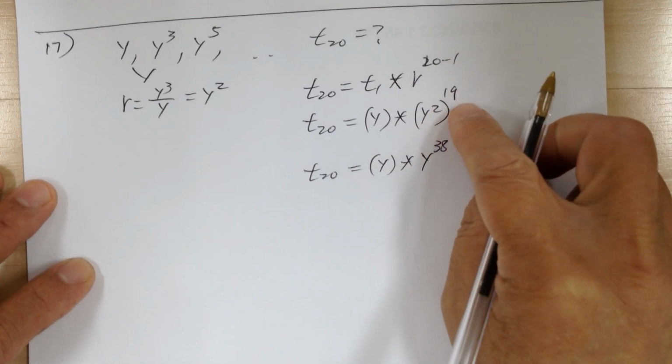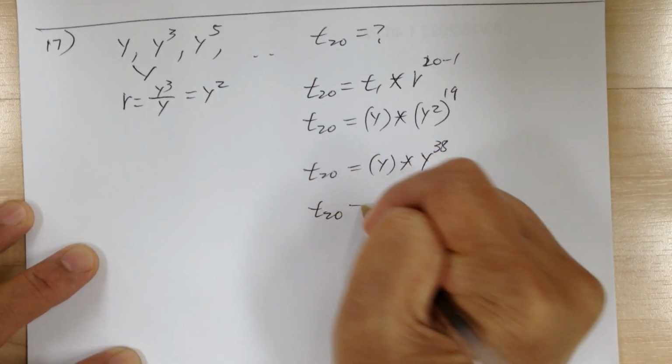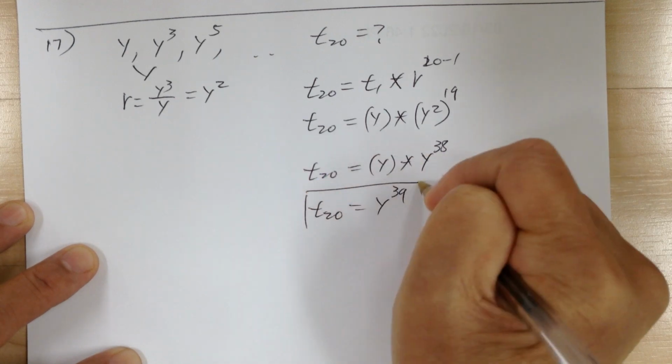So you work it out. Exponent of exponent, you multiply. So T of 20 will equal y to the 39 power.